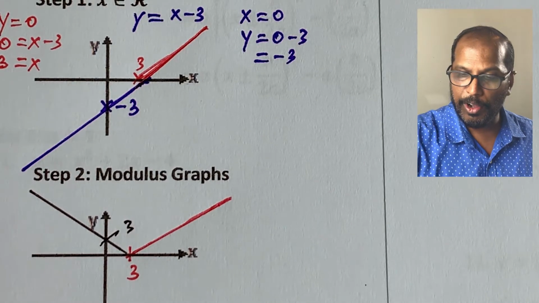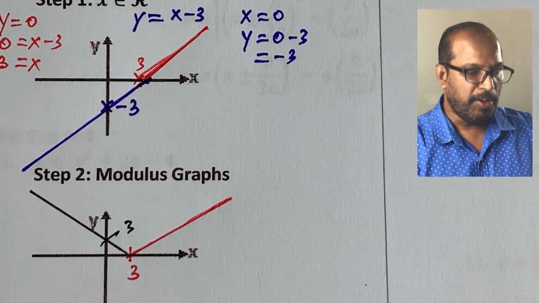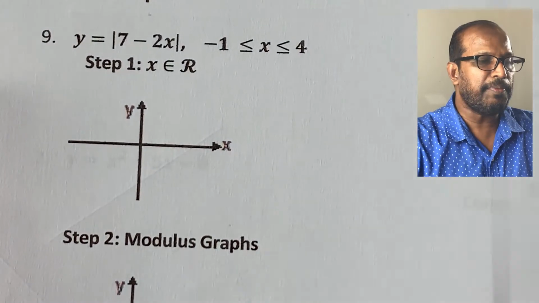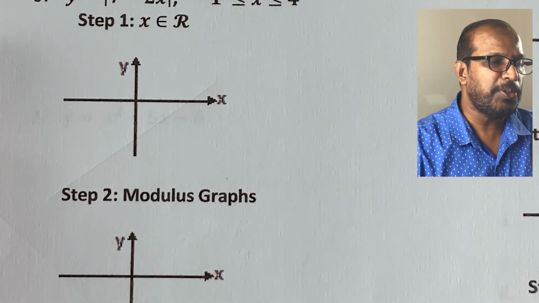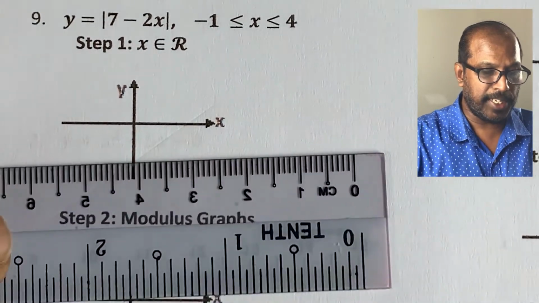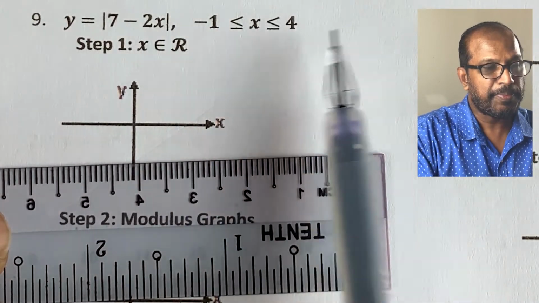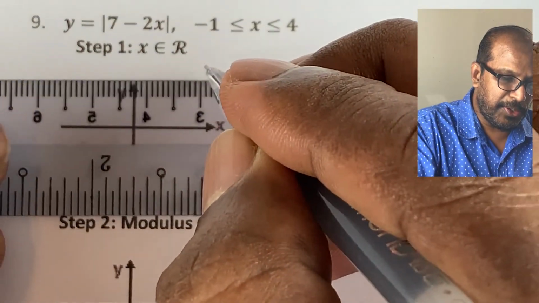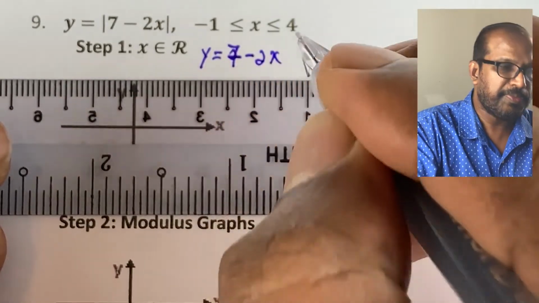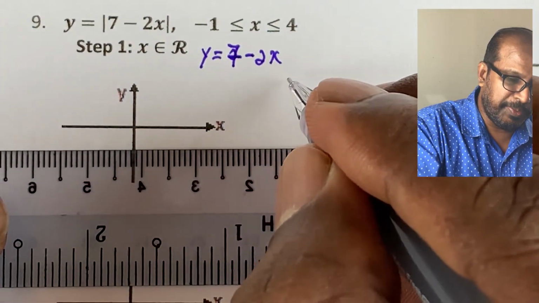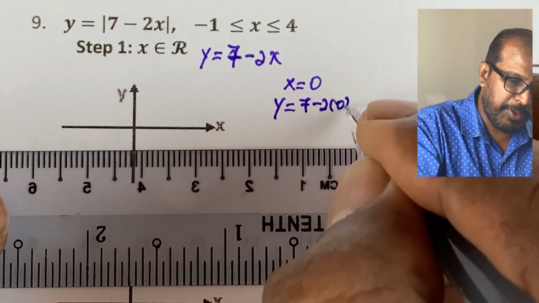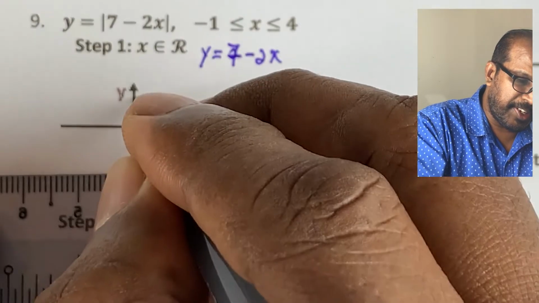Okay, now we are going on to the next example. You are given the graph, and you need to do two things. One is y equals modulus of 7 minus 2x, but there's a domain here. To do that, the first thing we need to do is, without the modulus, y equals 7 minus 2x. Then I'm going to make x equals 0. So I got y equals 7 minus 2 times 0, so this equals 7. So y equals 7 is here.